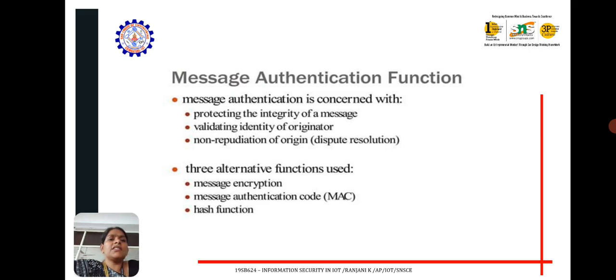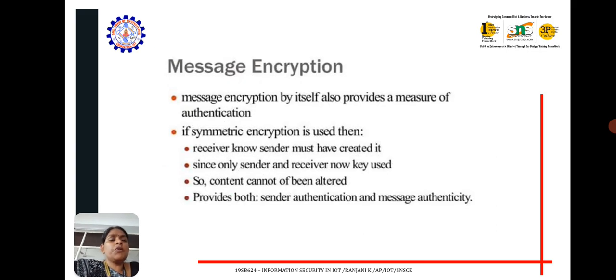Next are the three alternative functions which are used in this. One is message encryption, the next is message authentication code, and the last one is hash function. You all clearly know what message encryption is. Message encryption by itself provides a measure of authentication. If symmetric encryption is used, then the receiver knows the sender must have created it, since only sender and receiver have the same symmetric key, and the content cannot be altered. So it provides both sender authentication and message authenticity.